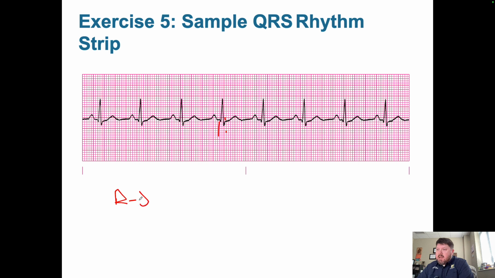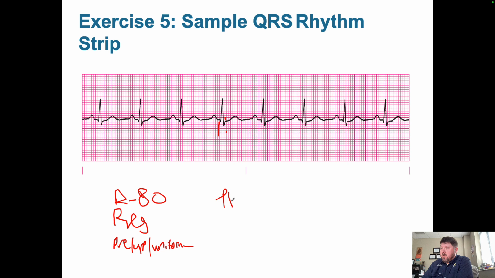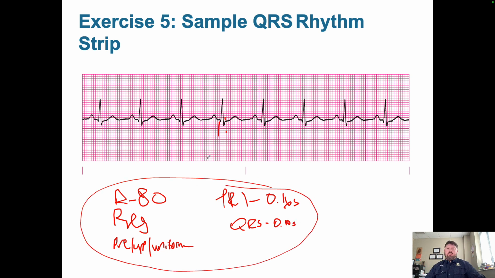So my rate is 80. It's regular. P wave is present, upright, and uniform. My PR interval was 0.16 seconds, and my QRS is 0.10 seconds. So all of these follow the rules of a normal sinus rhythm.